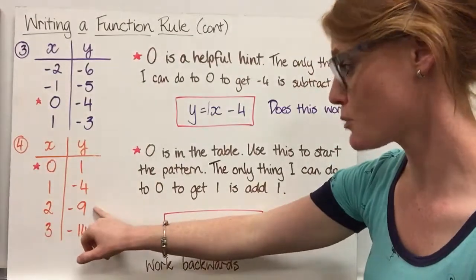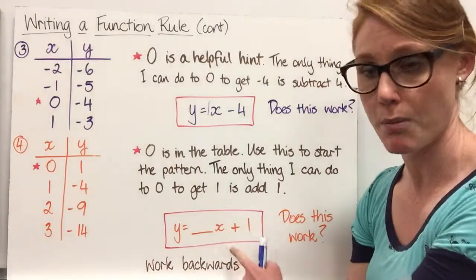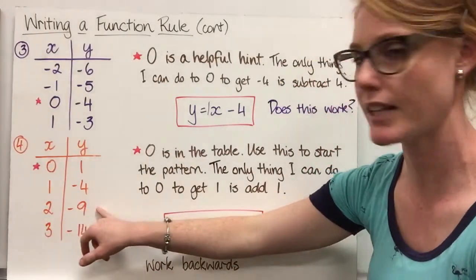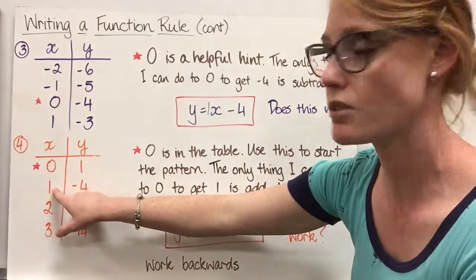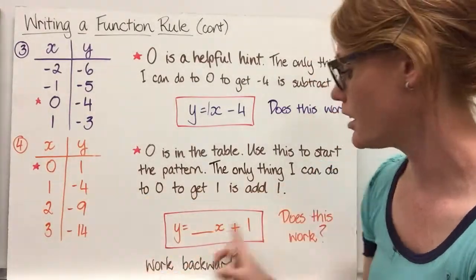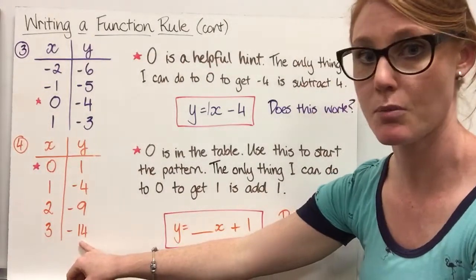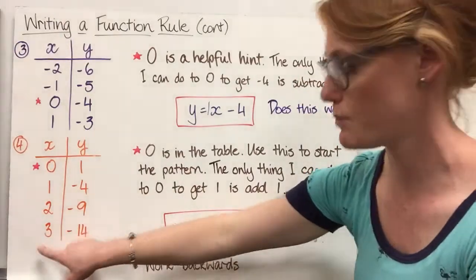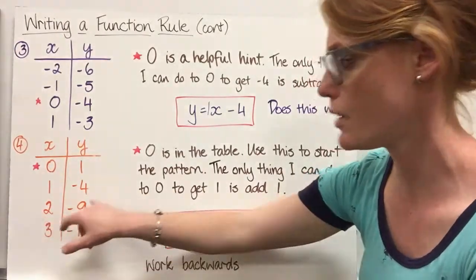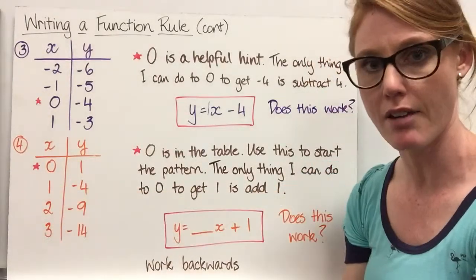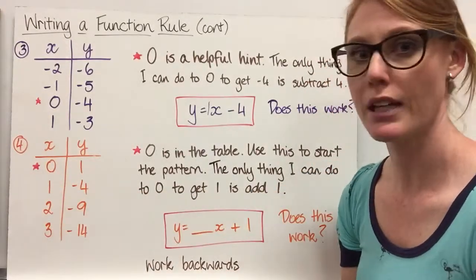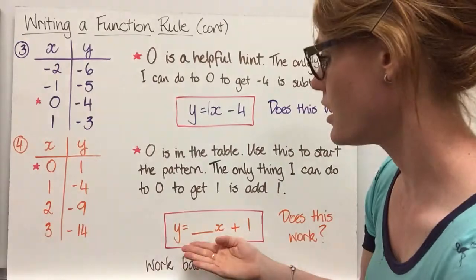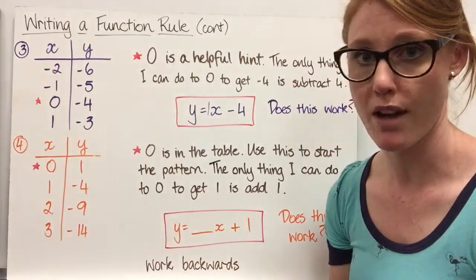-9 subtract 1, remember we're working backwards, so I'm doing the opposite. -9 subtract 1 is -10. So what can I do to 2 to get -10? And it will be the same as what I can do to 1 to get -5. Again, working backwards, -14 subtract 1 gives us -15. So now I'm looking at a relationship between 3 and -15, 2 and -10, 1 and -5. So when I think about it, what I'm doing is I'm multiplying my x value by -5, and then I'm adding 1 to get my y value.